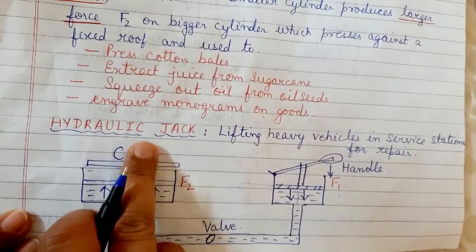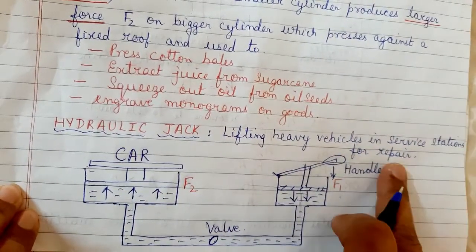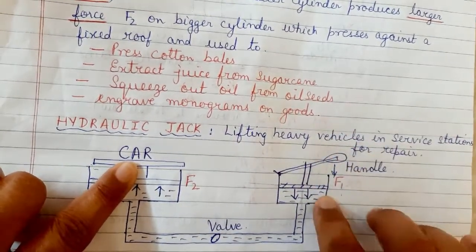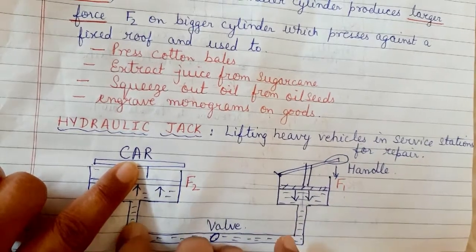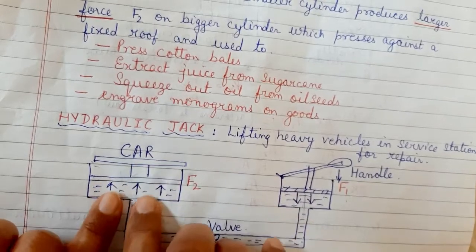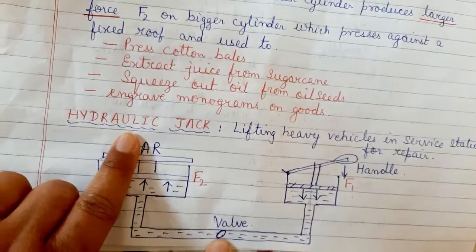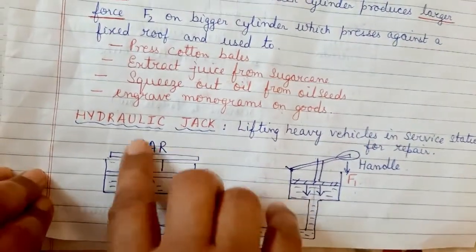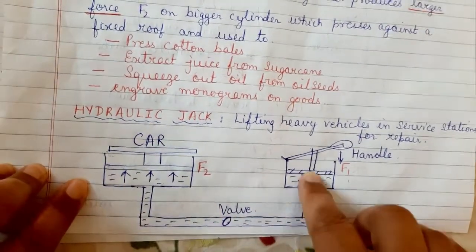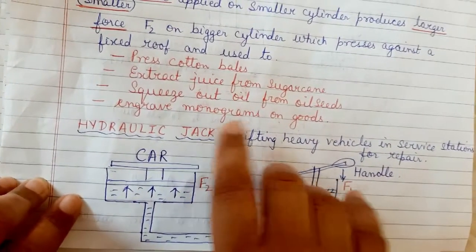Now what is a hydraulic jack? It is used to lift heavy vehicles in service stations for repair, etc. Now a car is parked on the bigger cylinder. When we apply a force on the smaller cylinder in the downward direction, that causes the force to multiply and raise this platform on which the car is parked, causing the car to be lifted up. And thus when the car is lifted up, this valve closes and we are able to repair the car or have a car wash. And as soon as the work is over, the liquid returns back to the first cylinder as the valve opens, and thus a hydraulic jack is useful for this purpose.